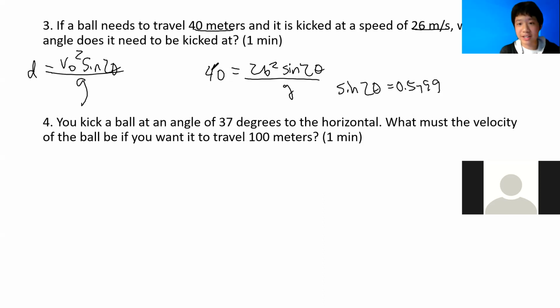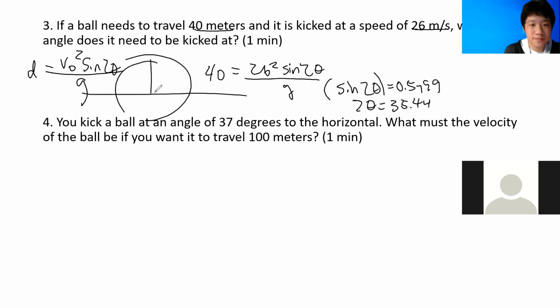But we must realize here, we can't just take the inverse sine on both sides, because if we just take that, our calculator is just going to give us one solution here. It's going to be 35.44. There's another solution. If we look back at the unit circle here, one solution is going to have a sine of whatever value we got, but then we can have another solution here, which will give us the same sine value.